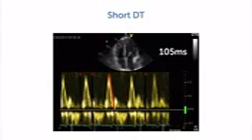And there's a semi-quantitative way of looking at it. You look at the time, and if it's, I would say, less than 150 milliseconds, that would indicate elevated filling pressures and therefore an increase in volume in the left atrium and pressure in the left atrium. Here's the example of this patient I showed you previously. 105 would be the deceleration time. This patient would benefit from diuretics, actually.